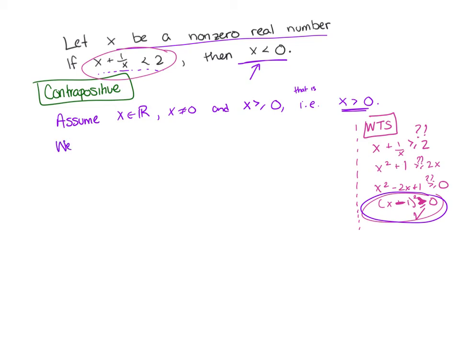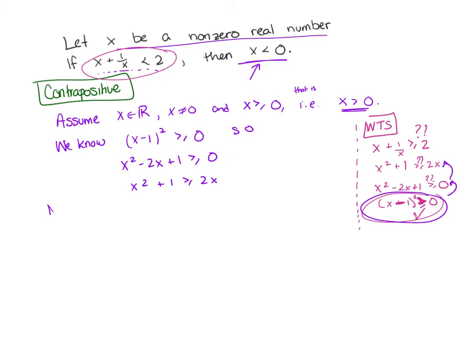So we know that x minus 1 squared is greater than or equal to 0. That's just always true, no matter what x is. So x squared minus 2x plus 1 is greater than or equal to 0. So x squared plus 1 is greater than or equal to 2x. Again, I'm just following my background work backwards.